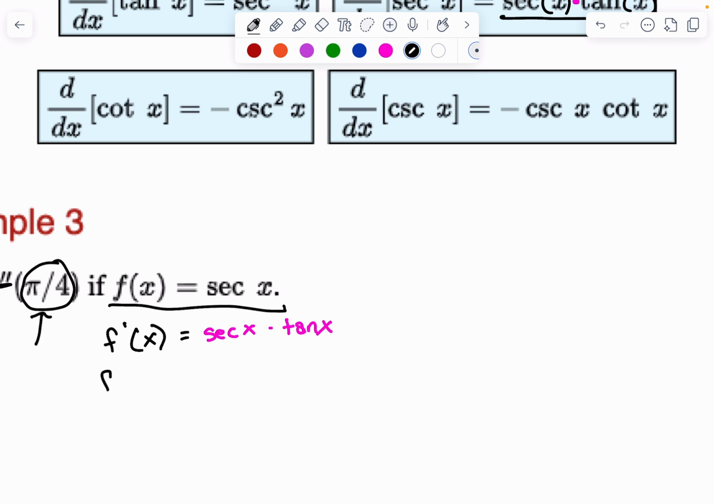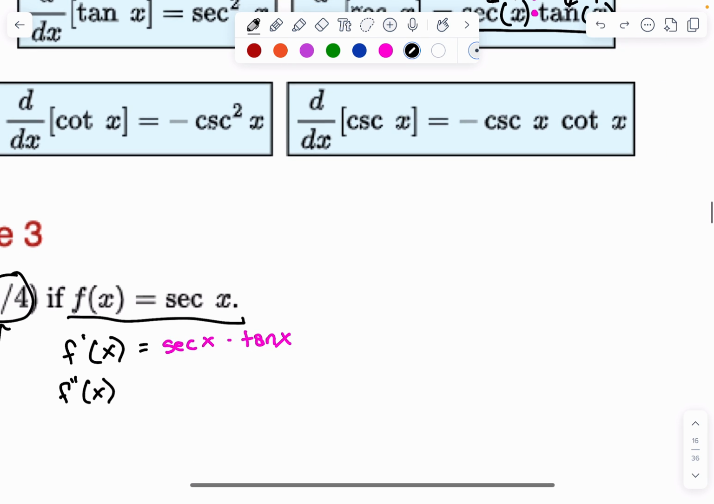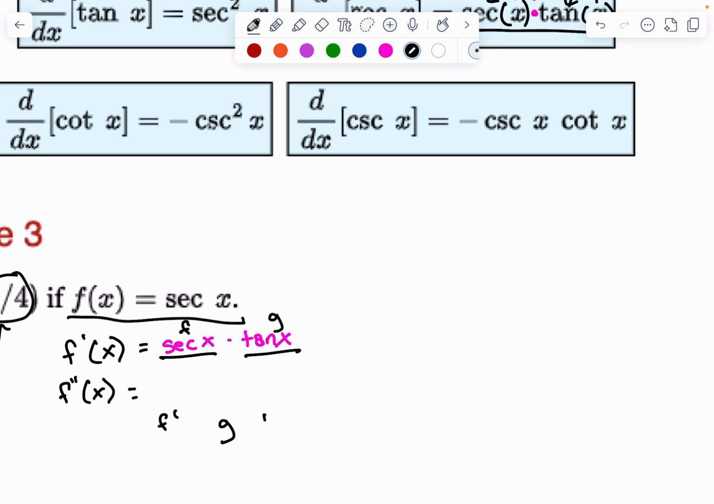But they want us to find the second derivative. So basically I have to find the derivative of this thing, and now I have to use the product rule because this is a product, where this is the f part and this is the g part. So product rule: f prime g plus g prime f. I got my pieces here.